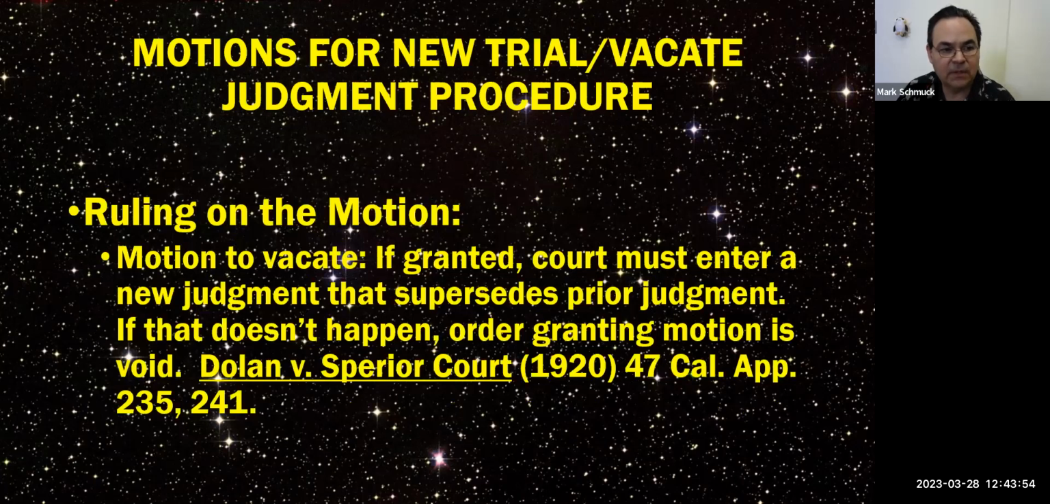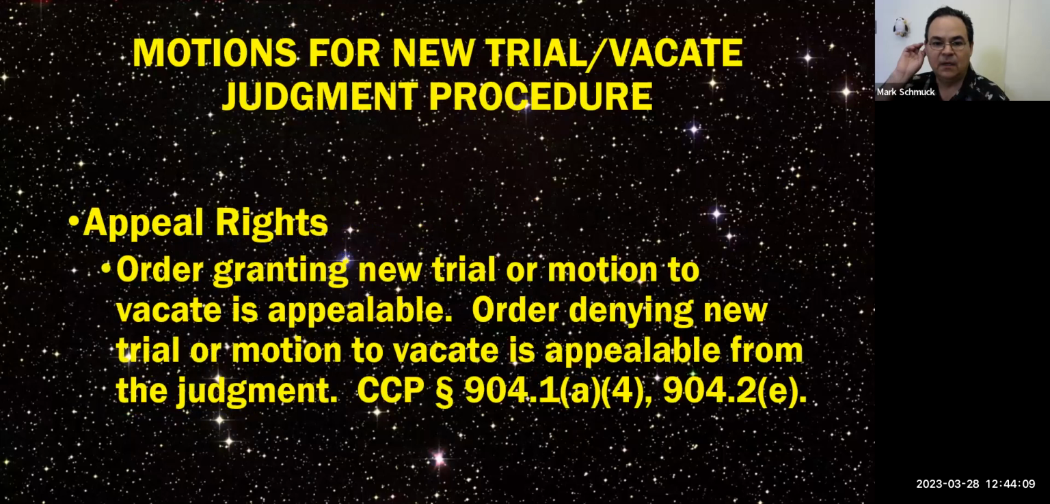On a motion to vacate, if it is granted, the court must enter a new judgment that supersedes the prior judgment. If it doesn't happen, the order granting the motion is void. Appeal rights. An order granting a new trial or a motion to vacate is directly appealable. An order denying a new trial or a motion to vacate is appealable from the originally entered judgment.